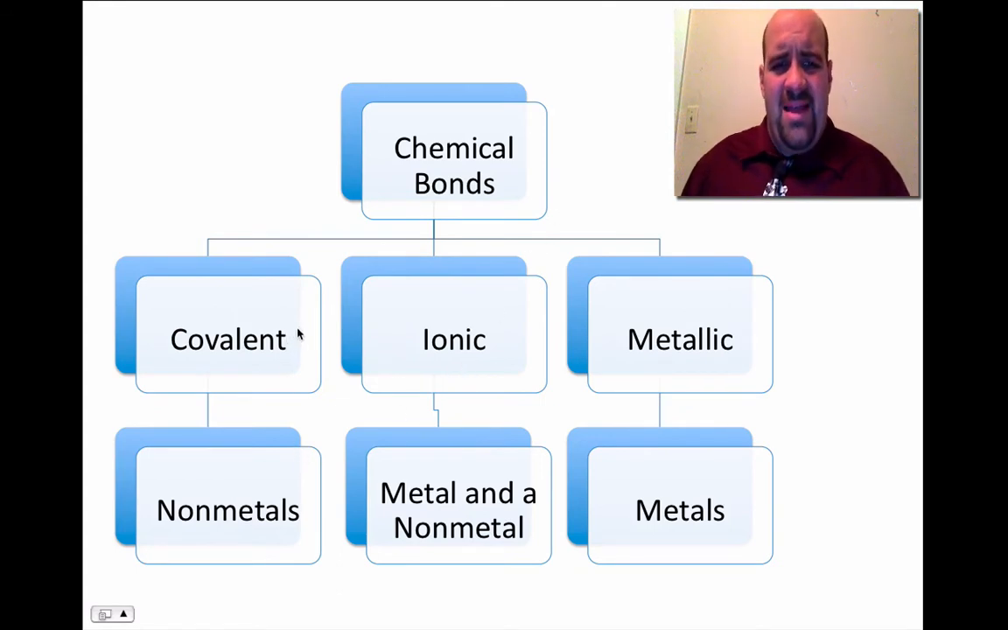So covalent bonds are going to occur between two nonmetals on the periodic table. Ionic bonds generally are going to occur between a metal and a nonmetal. Metallic bonding, well, that one's really easy. Metals. If you have a big pile of aluminum, all those aluminum atoms are metallically bonded, and we'll talk about metallic bonding after ionic bonding.